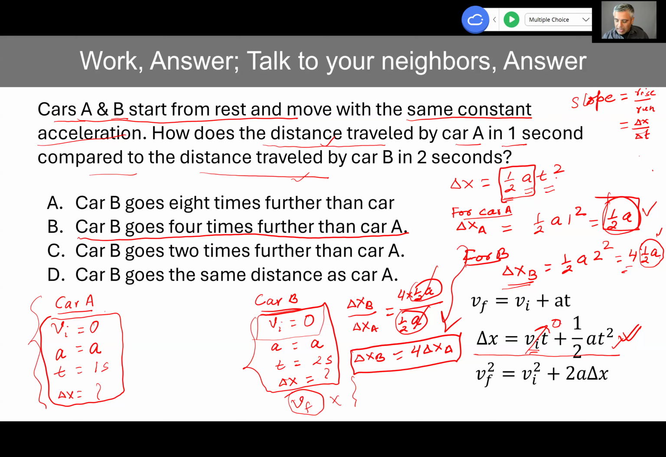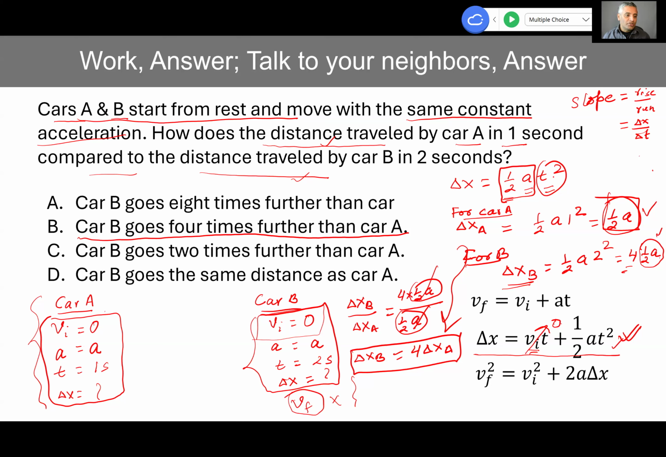So this is a systematic way of doing it. But just by looking at this equation and saying, hey, time is doubling, so it had better be 4 times. If the time had tripled, let's say for car B we waited until 3 seconds, what would be the answer? Time is 3 times, so time squared is how many times? 9 times, right? Because 3 squared is 9. So the answer would be 9 times more, and so on.